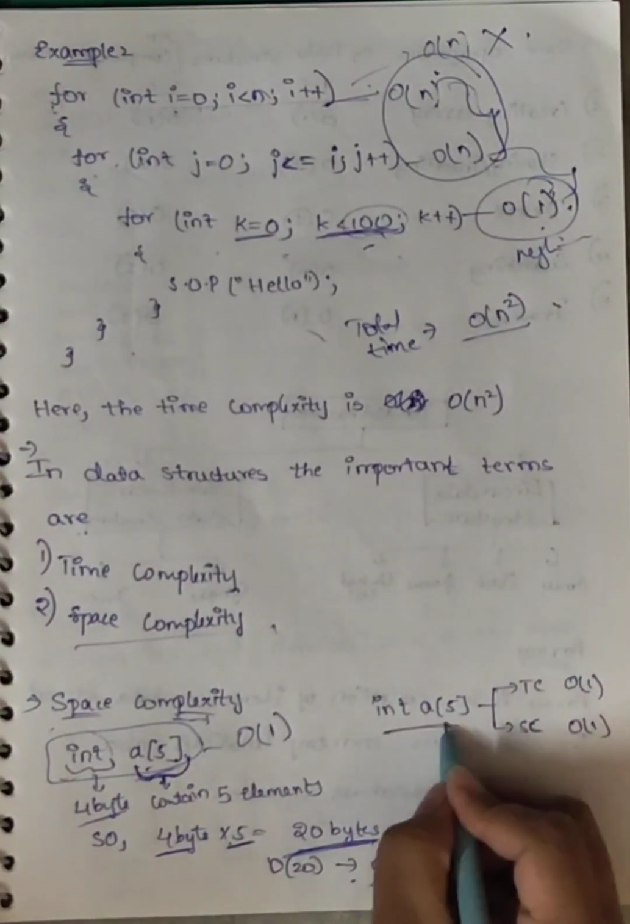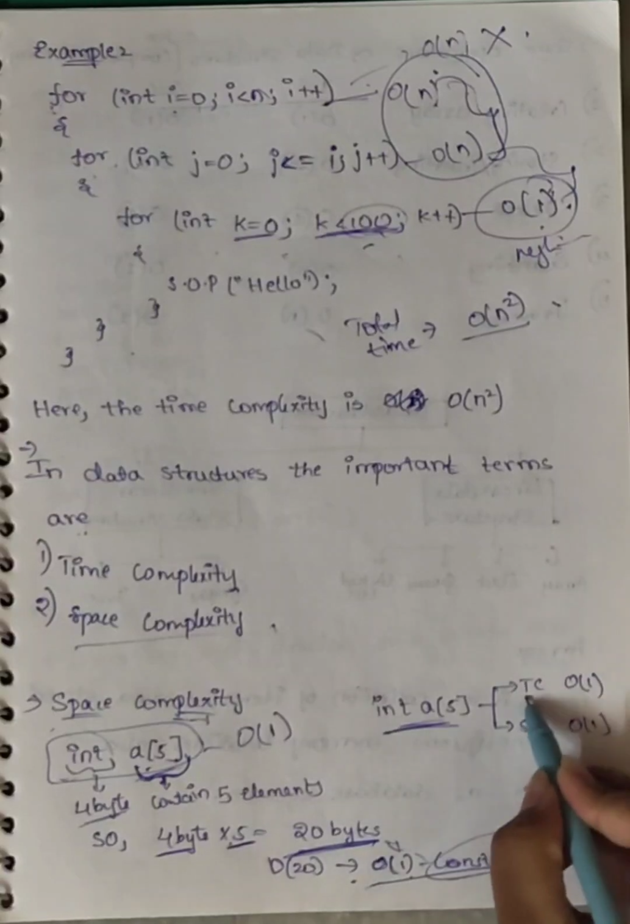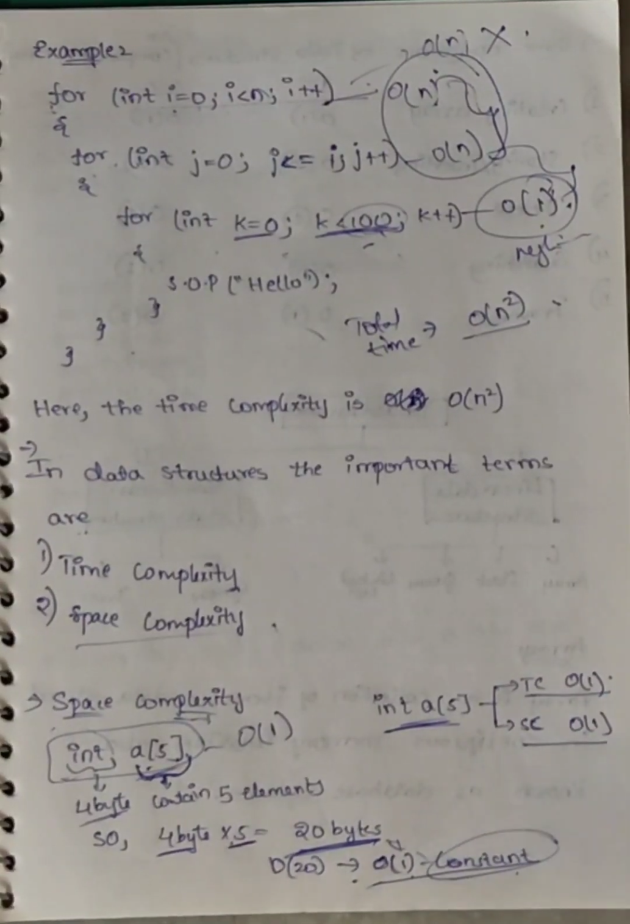Now for int a5, what is the time complexity and space complexity? Time complexity is big O of 1, and space complexity is also big O of 1. So this is about space complexity and time complexity.